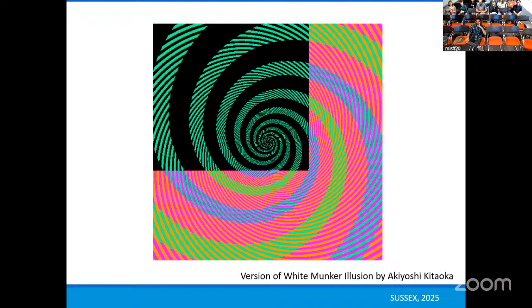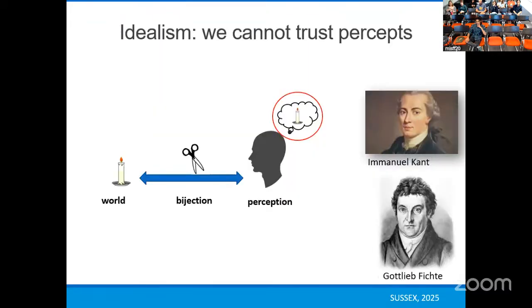So this is a problem for this bijection idea, because there are things in the brain we see which are not out there. And for this reason, the philosophers like Kant and Fichte said, no, we cannot really know about the world. We have no direct access to the world. The world is not given. It needs to come through the senses. And obviously, the senses are not as good as we believe they are.